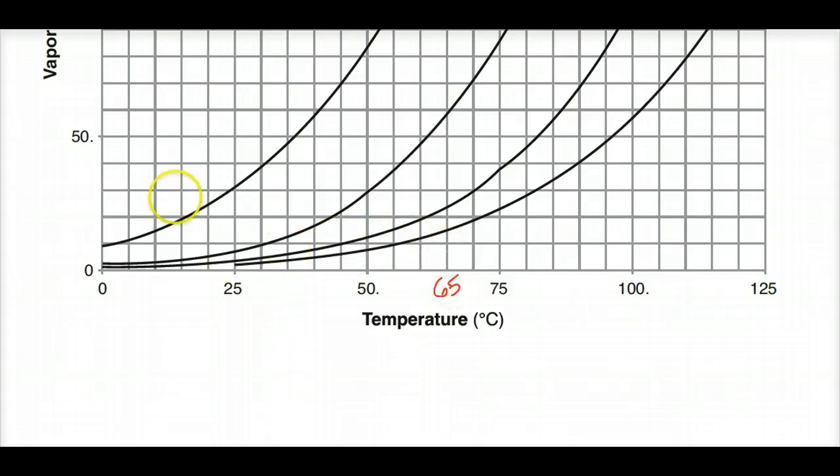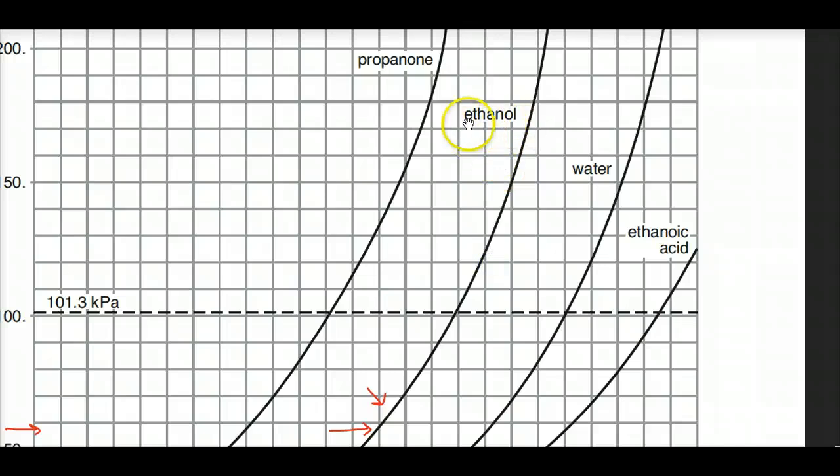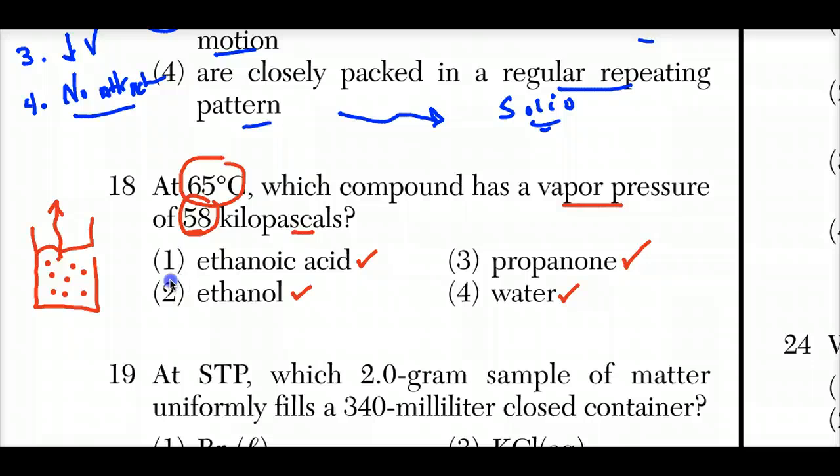And I'm looking for a liquid that's approximately 58, and it looks to me like the liquid with approximately 58 vapor pressure has to be this line. So let's scroll up and we can see that that liquid is ethanol. And there's our answer. So 18 is choice 2.